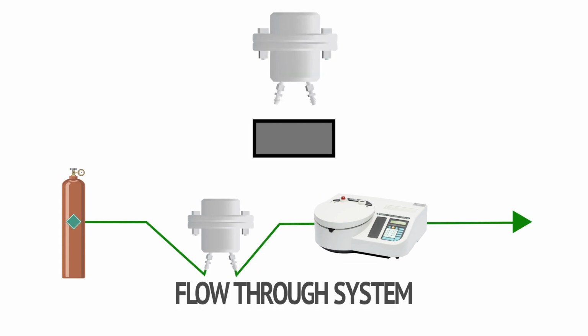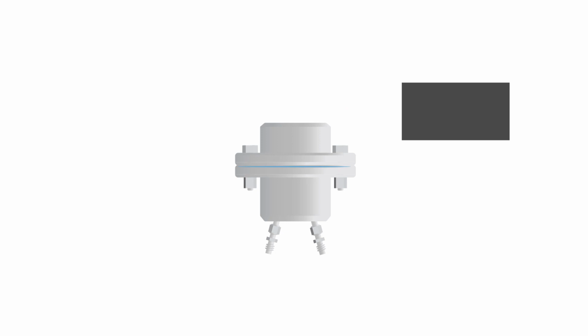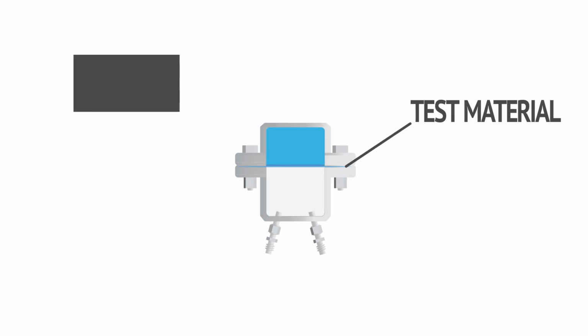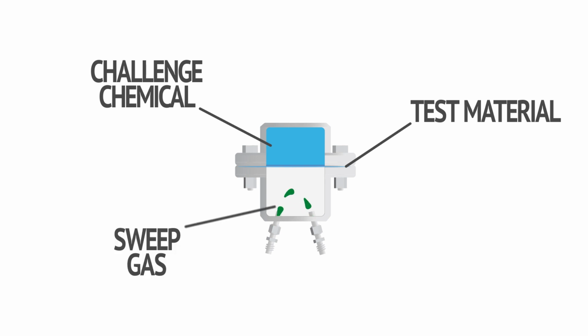First, let's take a look at the sampling part of the system, which is made up of the analysis cells. These cells are responsible for holding the sample material and challenge chemicals during testing. They operate using a flow-through system rather than a recirculating one. The test material is sandwiched between two halves of the test cell. The top half is where the challenge chemical is introduced, and the bottom half is where the gas is swept through and the sample is collected.